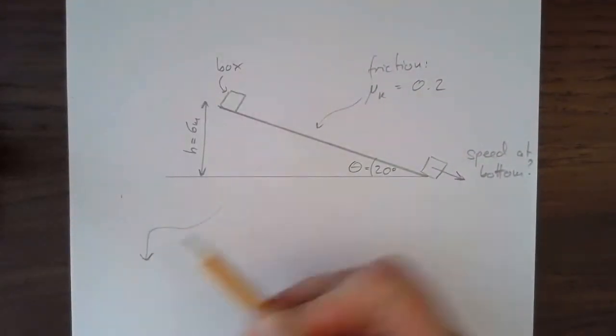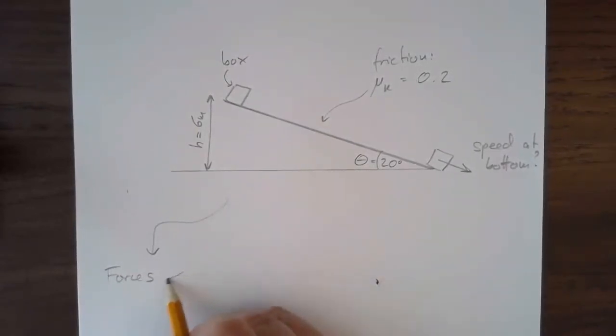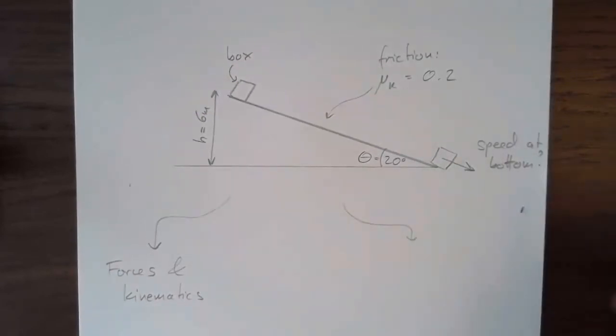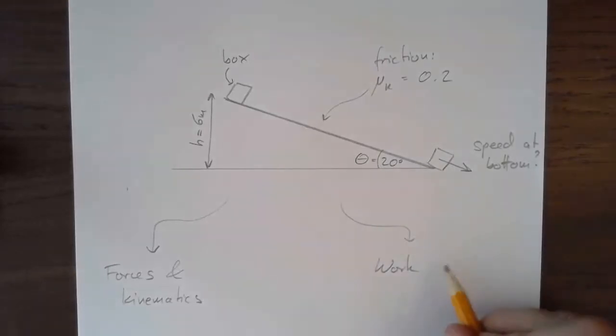So we're going to solve it the first time using forces and a bit of kinematics, because forces only tell us about acceleration, and we want to find the final speed. And then we're going to use work and energy to solve the same thing.